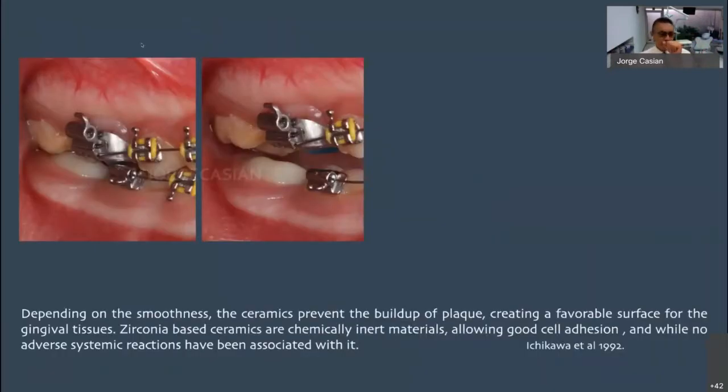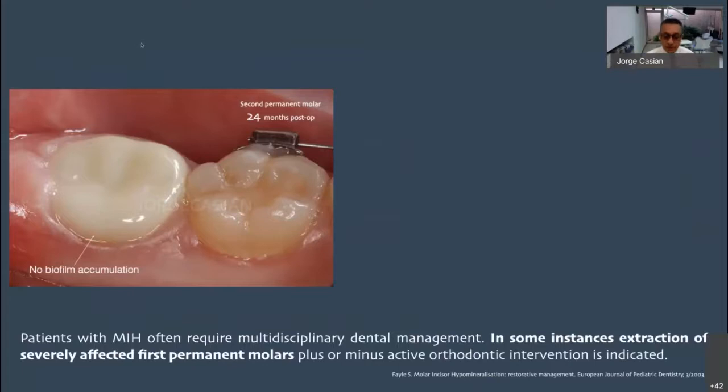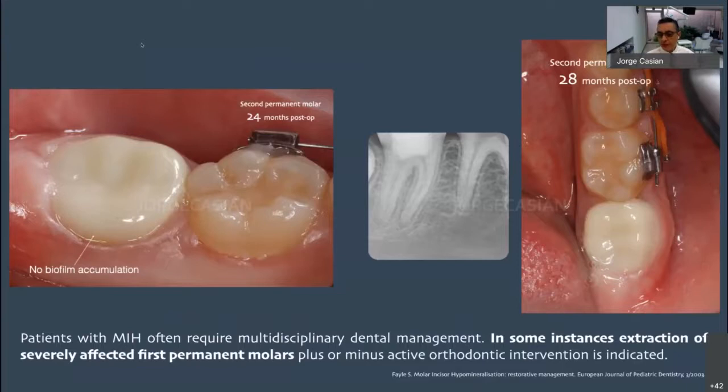Look at these photos. This is very interesting. I took them just after the patient entered my operating room. No rinsing and no washing was done before taking those photos. Look at the upper second permanent molar. It looks completely dirty. Look at the crown and the gingival tissue around the crown. They look clean and healthy. This is 24 months post-op, 28 months post-op.